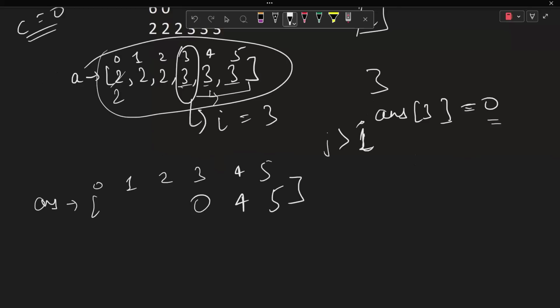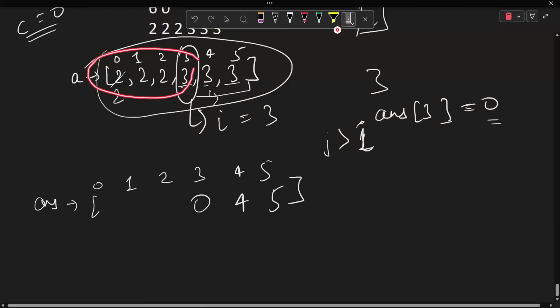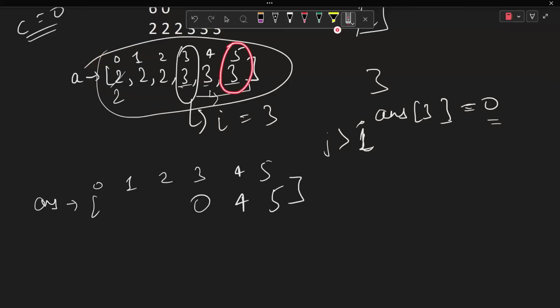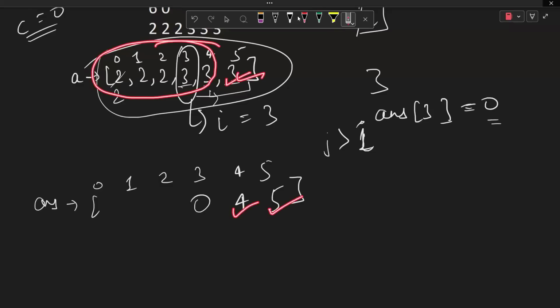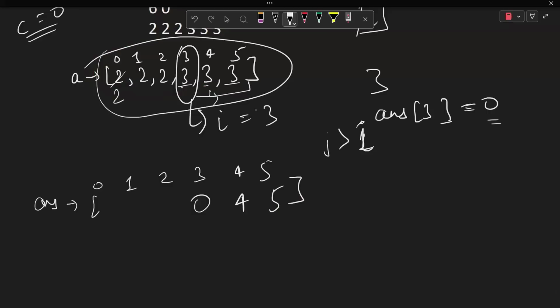Why is it so? For this candidate, we would have to remove all these 4 for making it win, and for making this candidate win, we would have to remove all these 5. So that's why 4 and 5. Now for the A0 candidate, as I told, it would have an answer of 1, that is, remove the winning candidate.